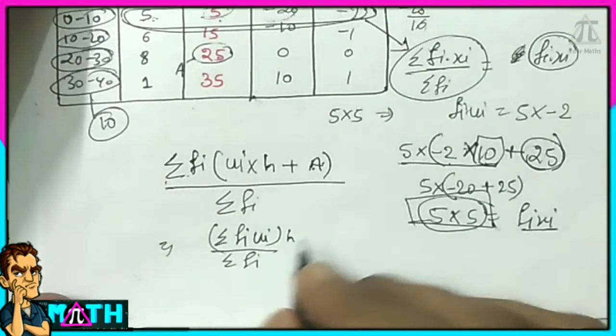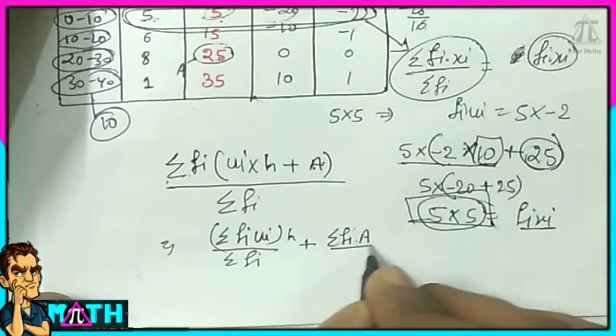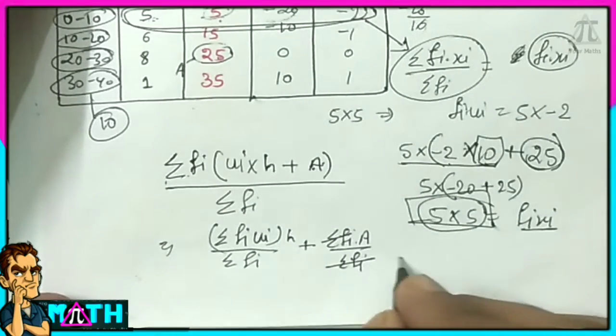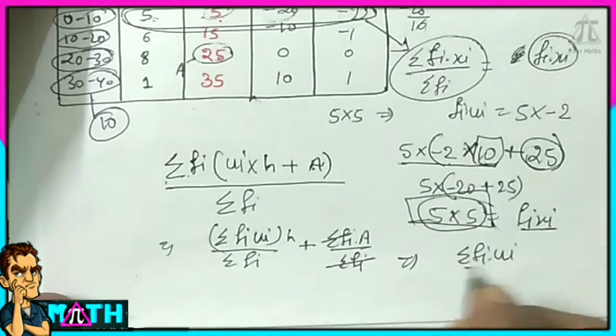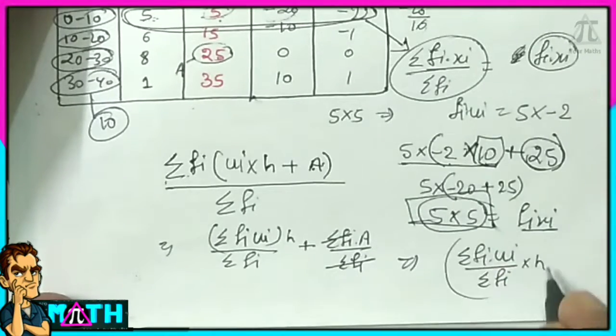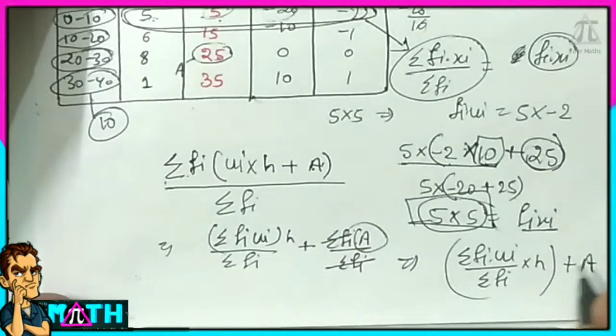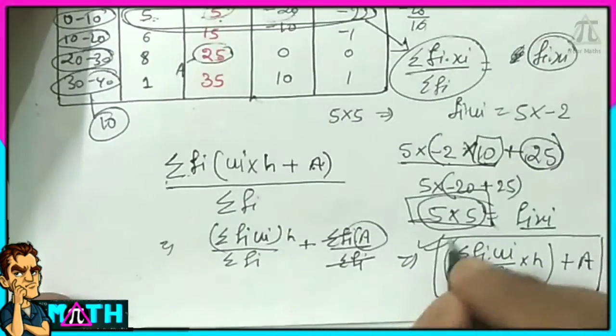we separate the denominator, plus summation of fi into a upon summation of fi. Summation of fi and summation of fi cancel out, and you get summation of fi into ui into h upon summation of fi plus a. And that's what we had to prove, the step deviation method.